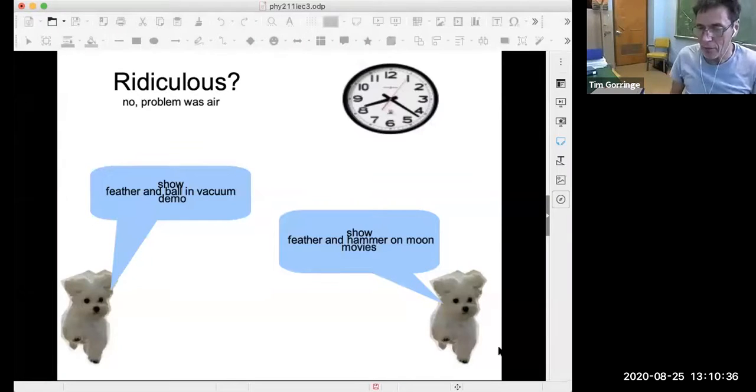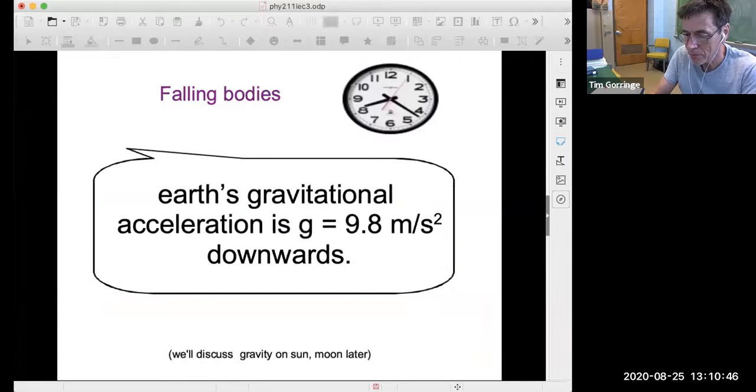Okay, so I've gone back to my overheads now, and we've done those two demonstrations. And so as a conclusion, the great simplicity about falling objects is that on the surface of the Earth, all objects fall with the same gravitational acceleration. That gravitational acceleration is 9.8 meters per second squared.